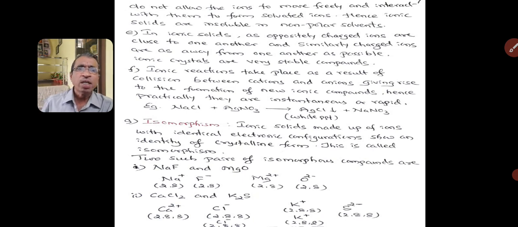They have the same structure. Similarly, calcium chloride and potassium sulfide. In calcium chloride, both calcium and chlorine attain the configuration of argon. In potassium sulfide, both potassium and sulfur attain the configuration of argon. So, therefore, these two compounds are isomorphous with each other.